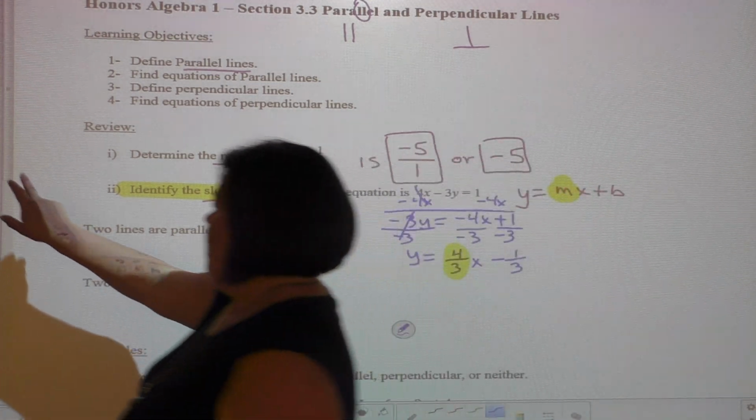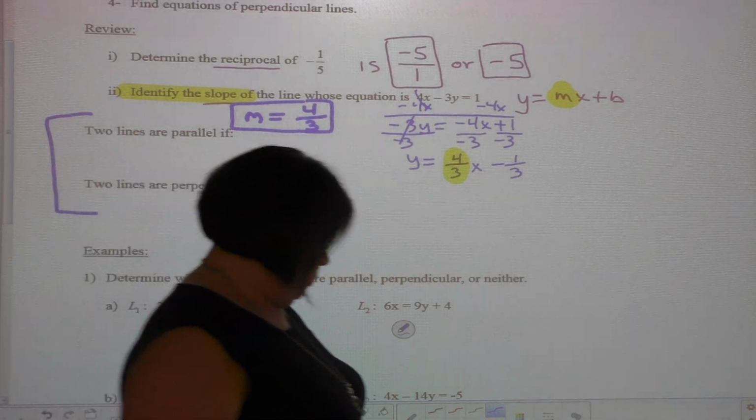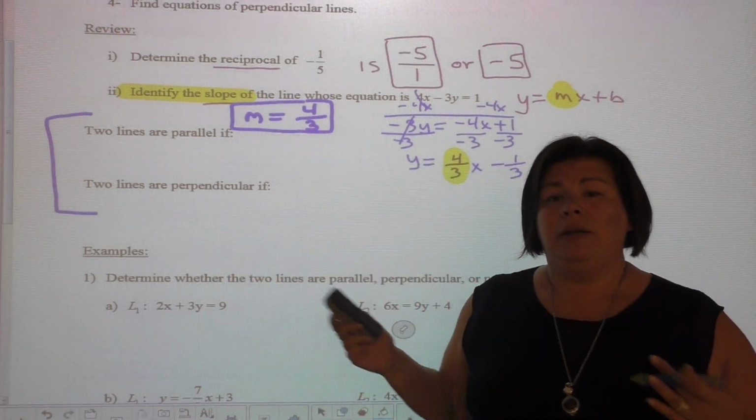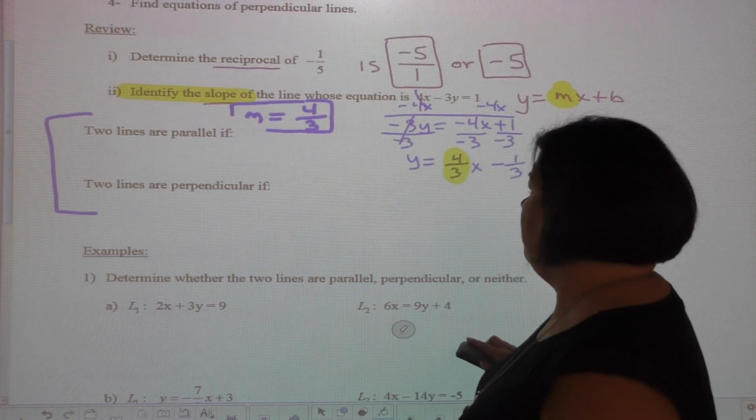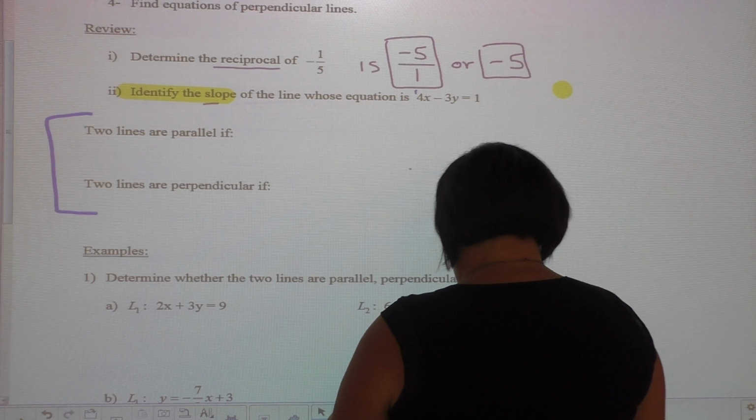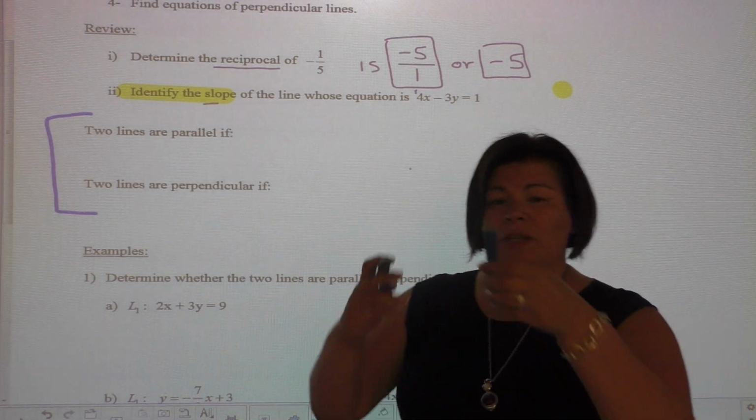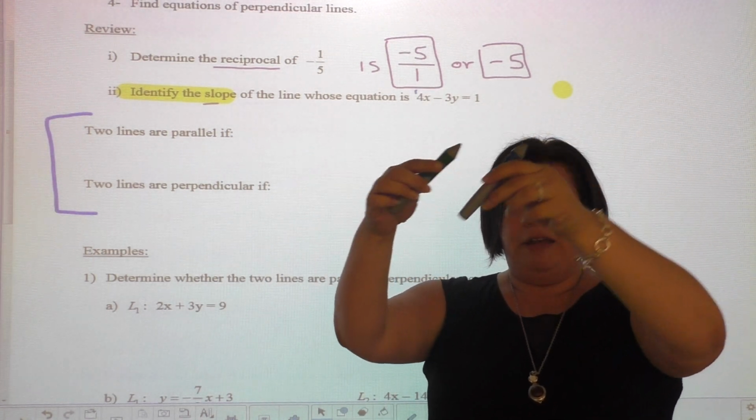Okay. Next, you may not have this in your notes, but I think it's really important to identify what is similar to parallel lines and perpendicular lines. So we can right now identify what that is. So two lines are parallel. Let's say these are representing my two lines. Two lines are parallel if they never intersect.